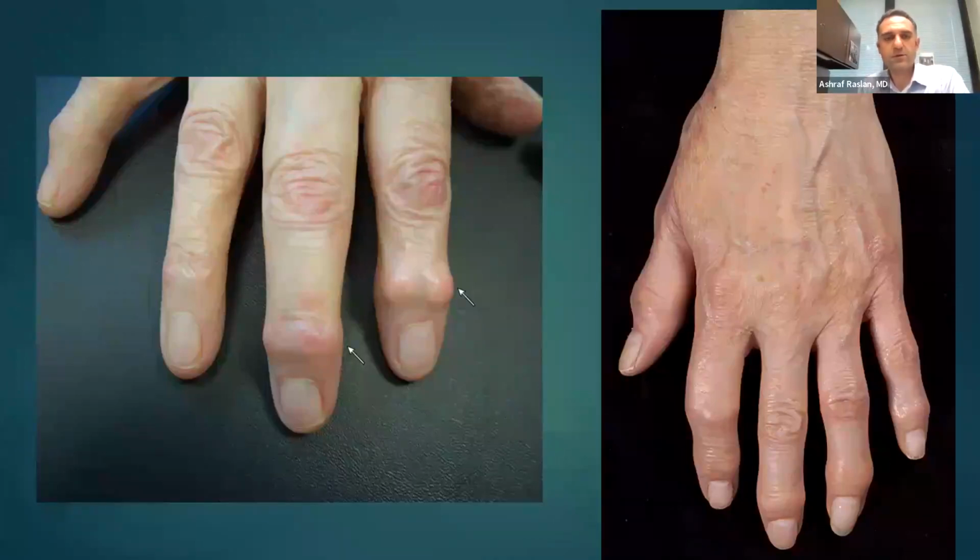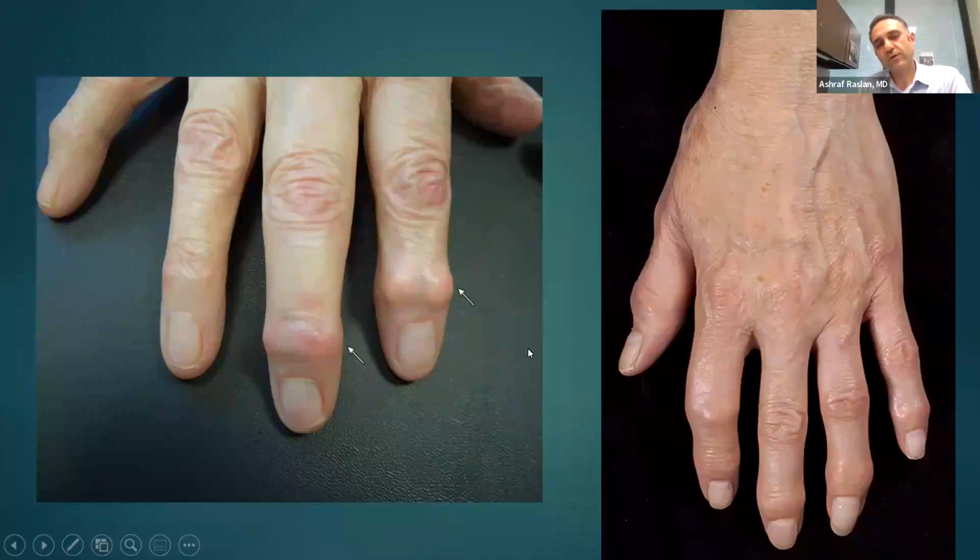This is osteoarthritis in the hand. So the same process that we talked about in the knee would also affect the hand joints. So we have here what we call the nodes. These are called Heberden nodes. The nodes basically consist of new bone formation because of the osteoarthritis in these joints, and it's a very similar process to what we talked about in the knee.